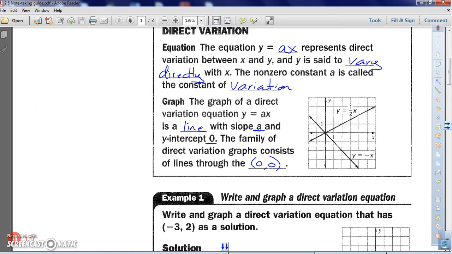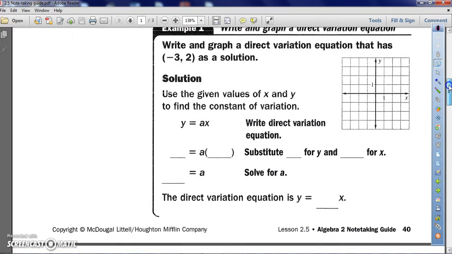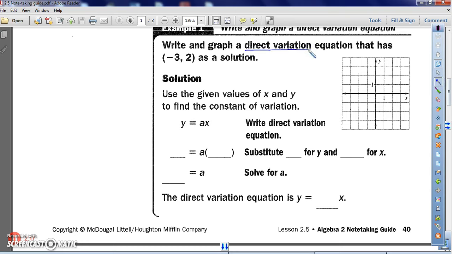So let's take a look at example number 1 here. It says write and graph a direct variation equation. So we're going to write and graph a direct variation equation, that's important, that has the point -3, 2 as a solution. So we're going to use the given values of x and y. The x is -3 and the y is 2, to find the constant of variation, which is the a.